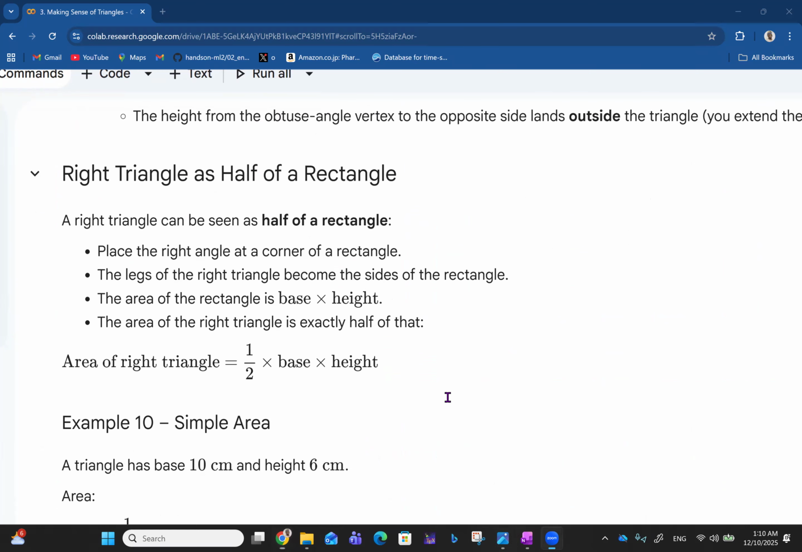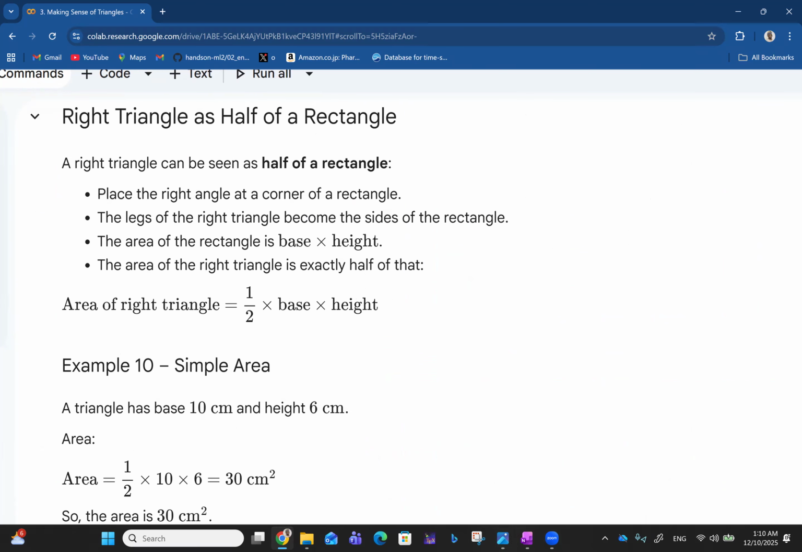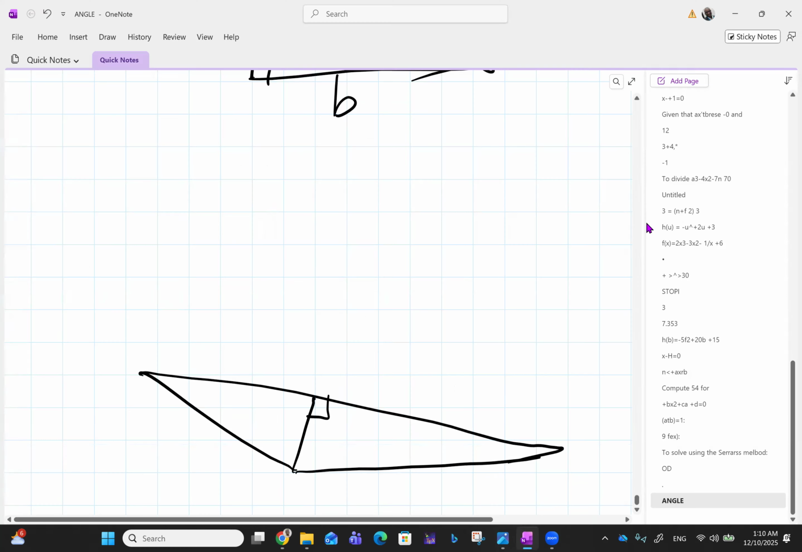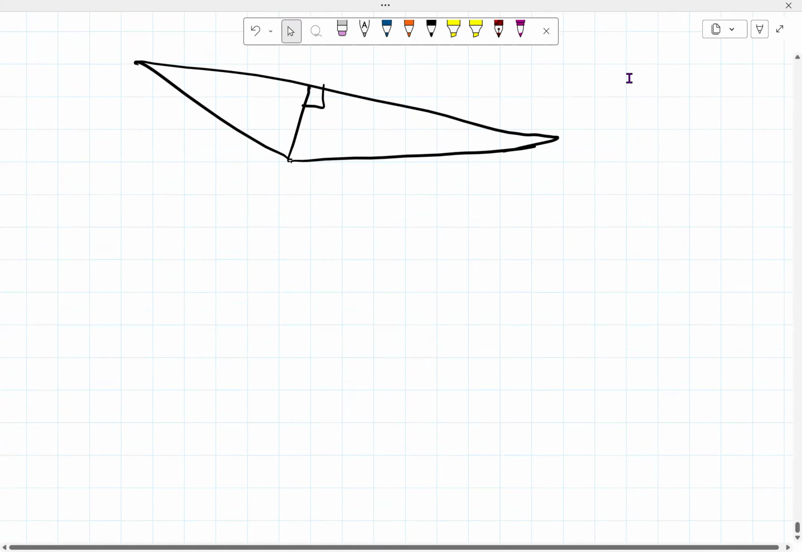Now let's talk about the right triangle as half of a rectangle. A right angle triangle can be seen as half of a rectangle. Place the right angle at a corner of a rectangle. The legs of the right angle become the sides of the rectangle, so the area of the rectangle is base times height. The area of the right angle triangle is exactly half of that. So anyhow you look at it, the area of a triangle always becomes half times base times height. In the next video, I think we'll be talking about squares and rectangles.